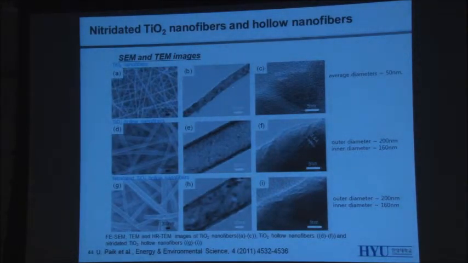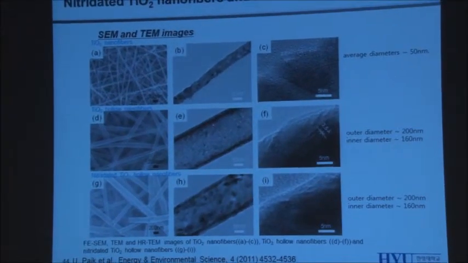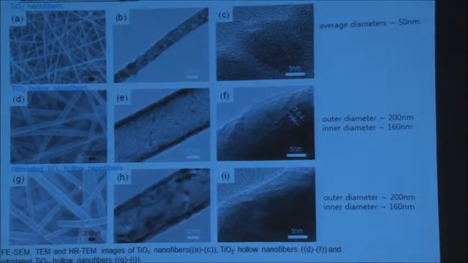So you see here, this is nanofibers. The diameter is about 50 nanometers, and hollow nanofibers, the outer layer thickness is about 20 nanometers, and nitrated one.